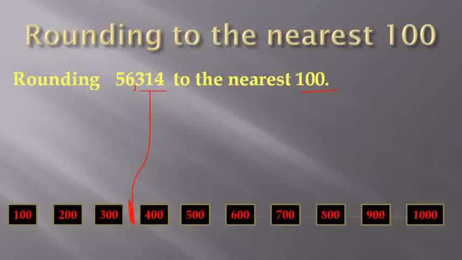Now whether to round up this number or to round down this number, we check the digit written at tens place. Tens place is 1, and you know that 1 is less than 5. 1 is less than 5, so we will round down this number. We will convert this 314 to 300. So our answer will be 56,300. So our answer is 56,300.